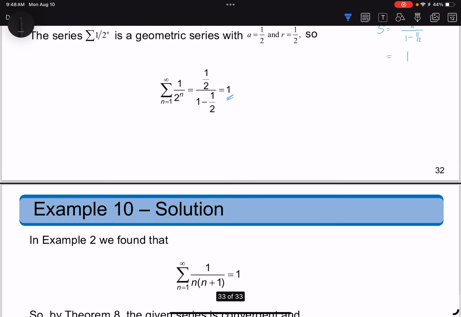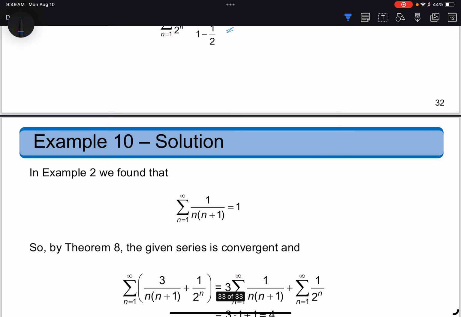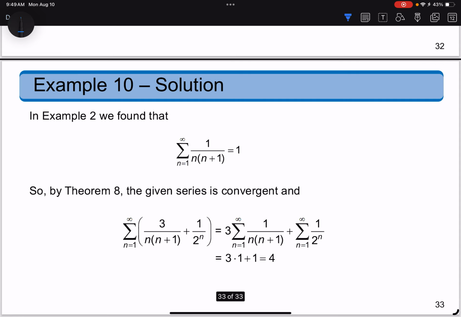However, for the other term, 1 over n times n plus 1, we factor out the 3. In the previous example, we found that the sum of 1 over n times n plus 1 is equal to 1, so this gives a convergent series. So 3 times 1 plus 1, that would be equal to 4.